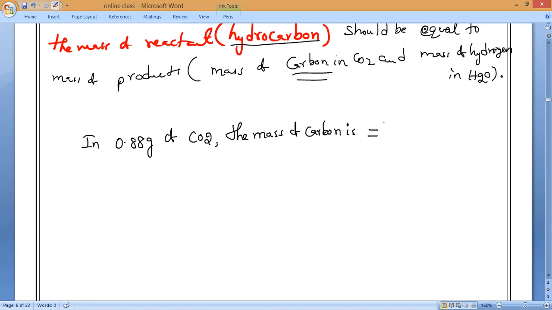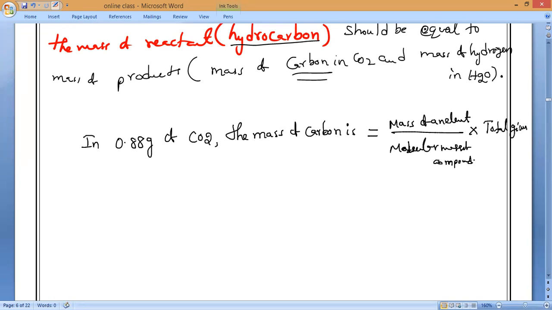So tell me, what formula will come? Mass of an element divided by molecular mass of the compound, which here is carbon dioxide, into the total mass, meaning the total given mass. Instead of percentage, we are finding only the mass. We are not finding mass percentage. So that is the formula.